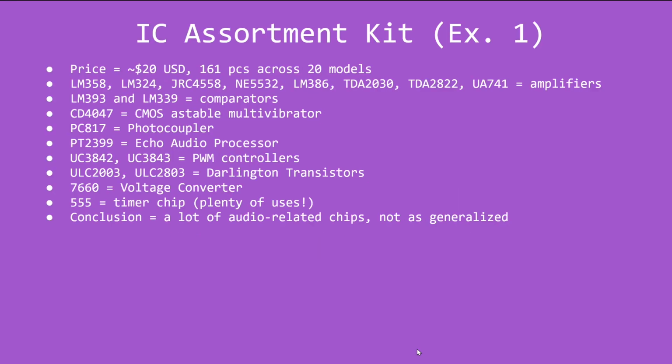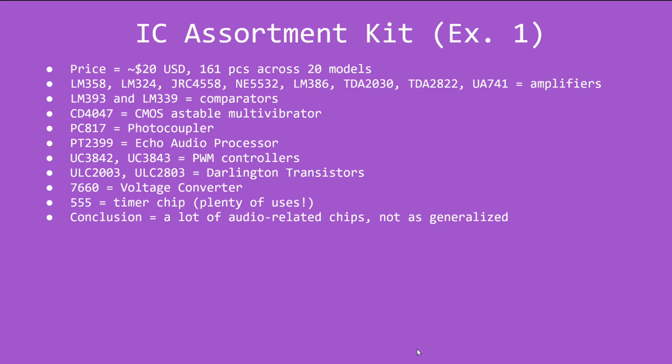All right, now I did a little searching on Amazon to find a couple of IC assortment kits, to give you an idea what you might find in one. The first one is very focused on audio amplifiers, so it's got a lot of amplifier ICs, comparators. It's got a 4047, which is a multivibrator. You've got photocouplers; those are always useful. I'm not too familiar with the PT2399. It says it's an echo audio processor.